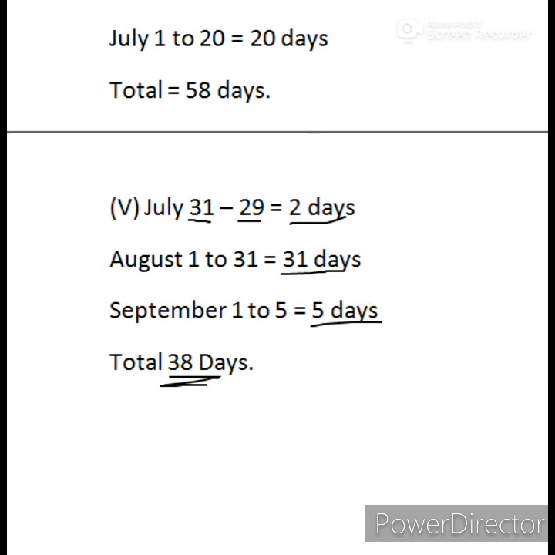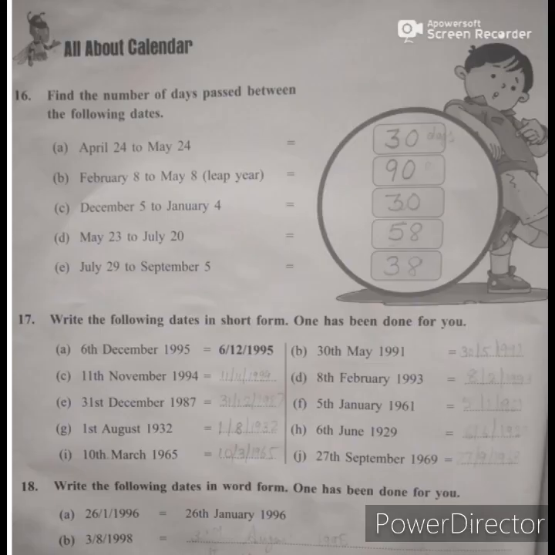Now we will move to the next heading of the workbook. Our next heading is: write the following dates in short form. Students, when we were explaining the lesson from the textbook, we learned how we can write the short form of the given date. Here the first one given is 6th December 1995. In that example they have shown 6 December means 12th month and 1995. That first one is done. So you have to do the remaining questions.